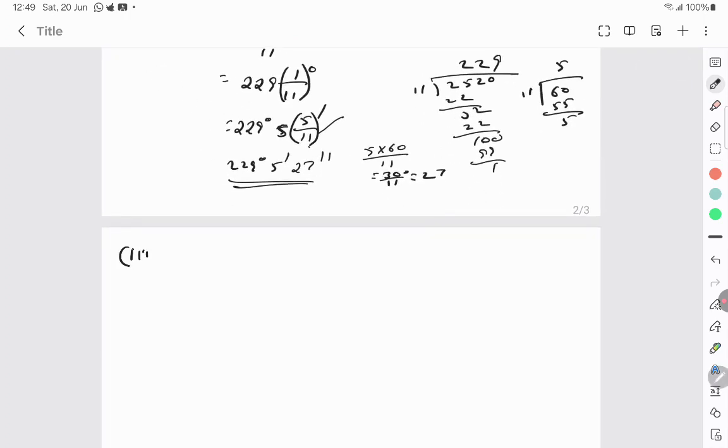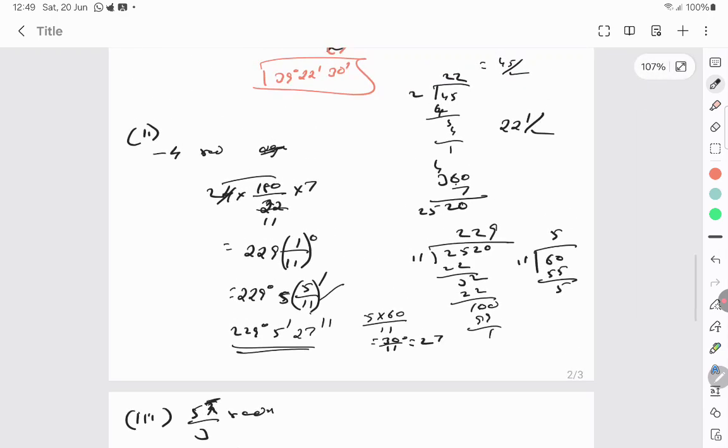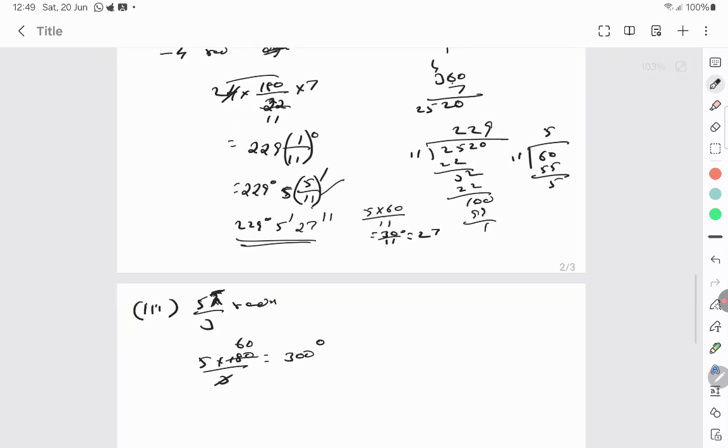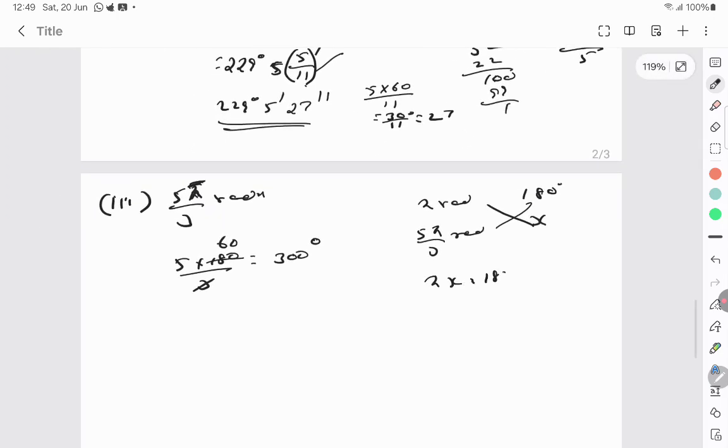Next is the third question. 5 pi by 3, this is already in radian, find the degree measure. When they give you this pi, you can write it as 180, so 5 into 180 by 3, you can write 300 degree. Because it is already in terms of pi, you can say pi radian is equal to 180 degree. 5 pi by 3 radian is how many degrees? So just pi into x is equal to 180 into 5 pi by 3, where pi and pi get cancelled. This is exactly what you get here also.